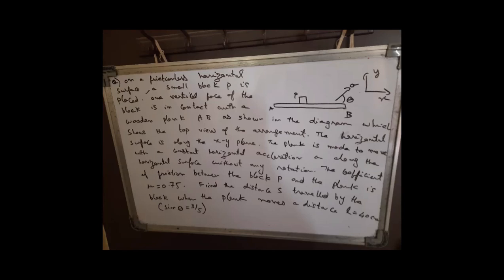Sir, so the distance moved will be the distance moved by the plank and the relative distance moved by the block, no, sir? No, vectorially you can add the displacement of the plank and the displacement of the block relative to the plank. If you add them vectorially, then you will get the displacement of the block relative to the ground.